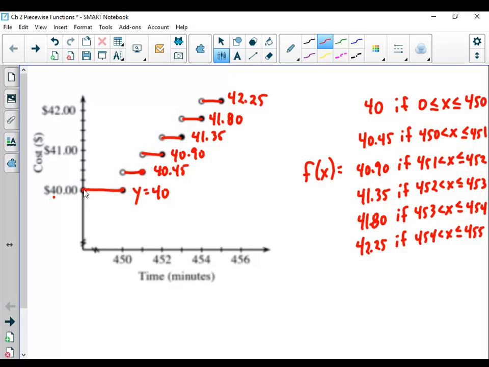Now, the reason I had to list all these, like 450 is less than x, which is less than 451, is that my graph says I get all those points in between. So that's why I want to include those. If I have 450 and a half minutes, they're going to round it up to 451 when they charge me. And so this might be the way we would write it, and since all of these go together, a lot of times you'll see these curly brackets to show that this is my entire piecewise function.